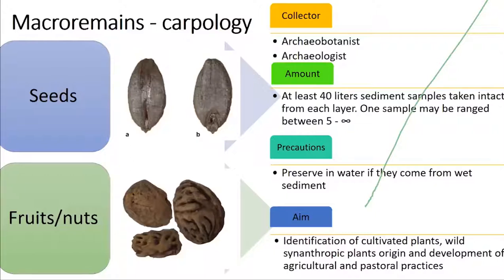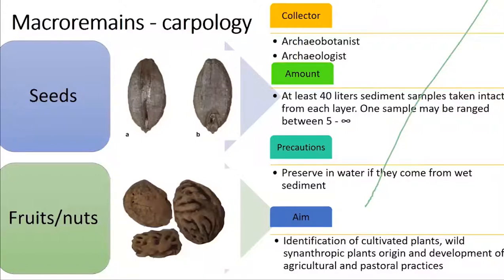As you can see in my presentation, I mentioned only seeds, fruits, and nuts, but it's not only this. It's just a short list because we also have roots, stems, fibers, leaves, flowers, and so on. There are many different types of macroremains which can be recovered from archaeological contexts.